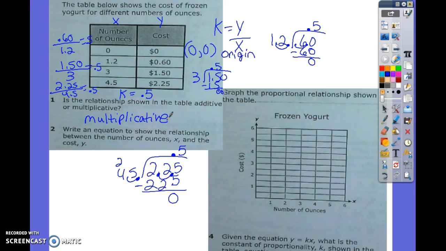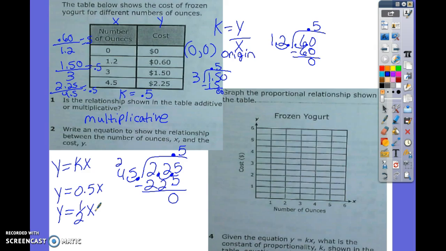Number 2 says, write an equation to show the relationship between the number of ounces x and the cost y. So our equation is going to be, remember, y equals kx. And we know that k is 0.5, so we can write y equals 0.5x. And you could use a fraction if you wanted to and write y equals 1/2 x. It's the same value. It's up to you whether you use a decimal or a fraction.